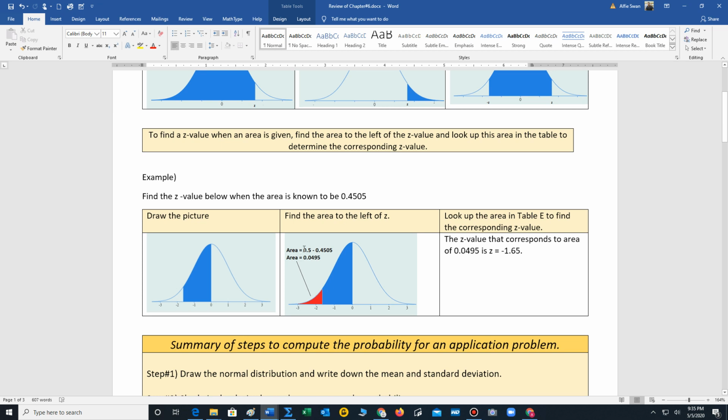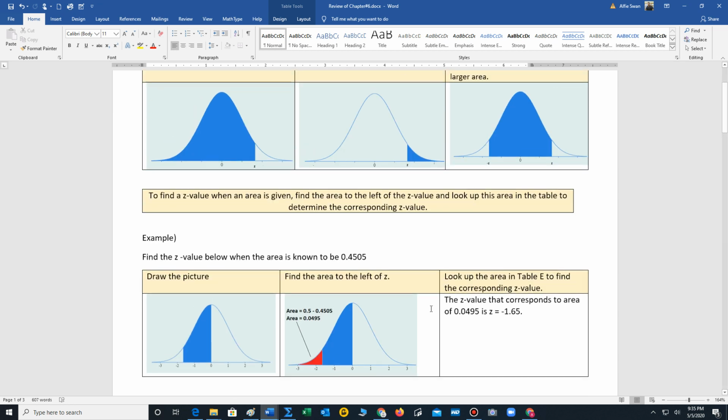So our first step is we need to find the area to the left of the z-value. Since we're only working with half of the normal distribution, you take 0.5 minus 0.4505, we have 0.0495. Then we turn to Table E, and we're going to look in the negative z-values since we're on the negative side. We look up 0.0495, and you'll see that it is the z-value, negative 1.65. So this first portion is just a review of what we did in 6.1.